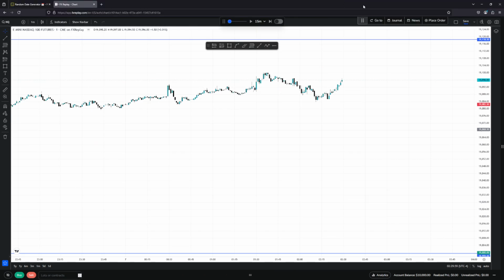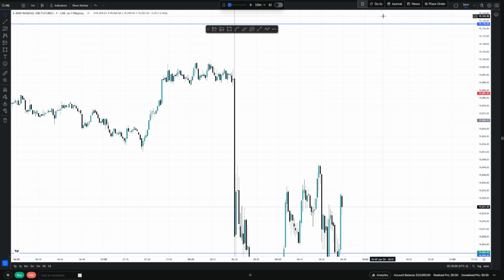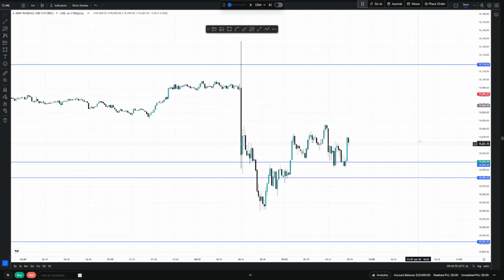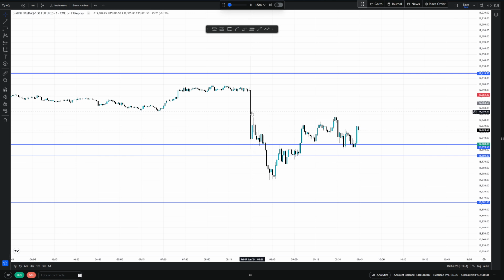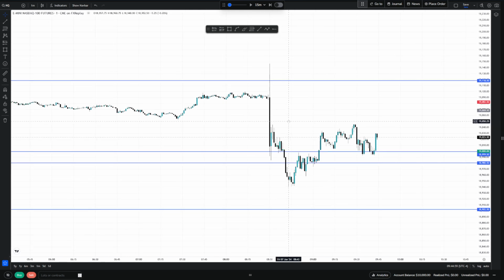Pretty choppy Asia. All right, we'll look at one more day here quick. Oh man, okay. Looks like a CPI day. Oh, it's a Friday. It's definitely an NFP day. Yeah, first Friday of June.